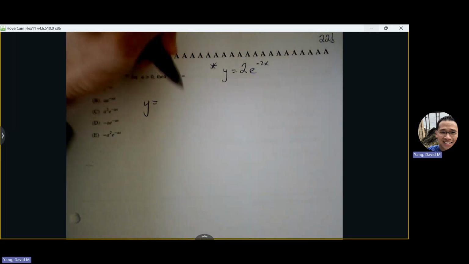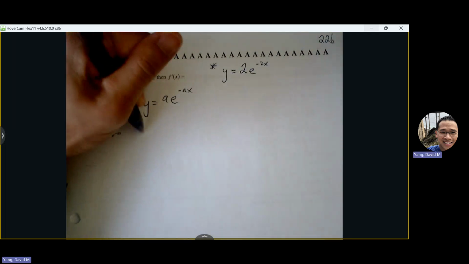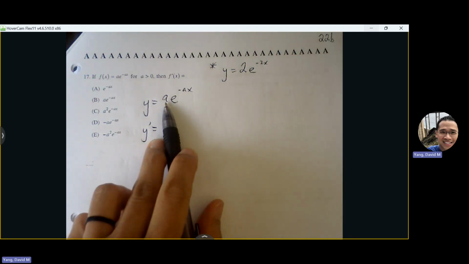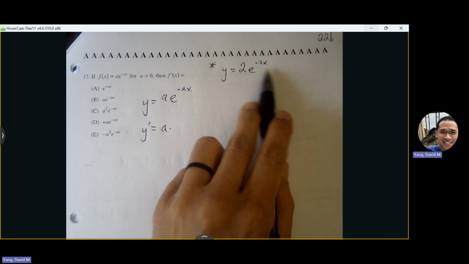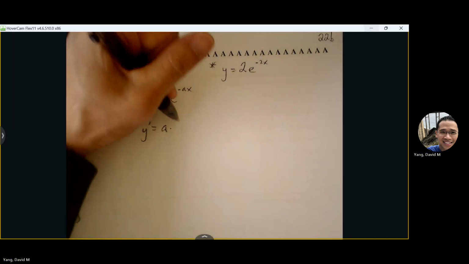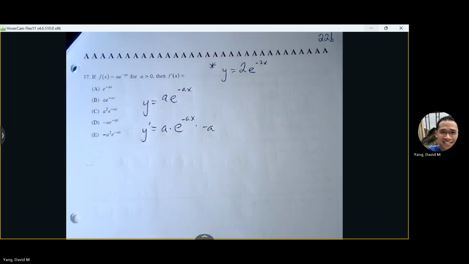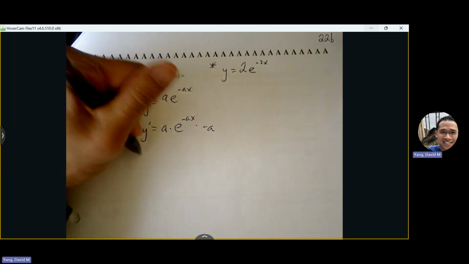So y is equal to a e to the negative ax. So my derivative, we know the 2 would stay, so same thing, we'll make the a stay. Normally you would say e to the u times u prime, so e to the -2x times -2. Same thing here: e to the negative ax times -a. Merge the a's together.